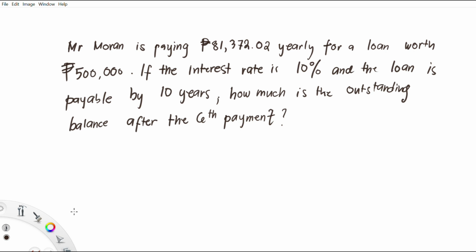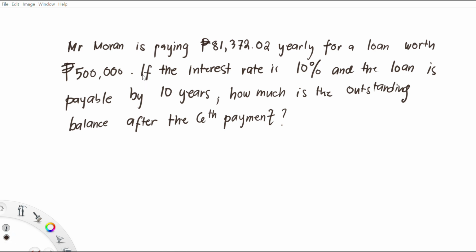Another example: Mr. Moran is paying 81,372.02 pesos yearly for a loan worth 500,000 pesos. If the interest rate is 10% and the loan is payable in 10 years, how much is the outstanding balance after the sixth payment?